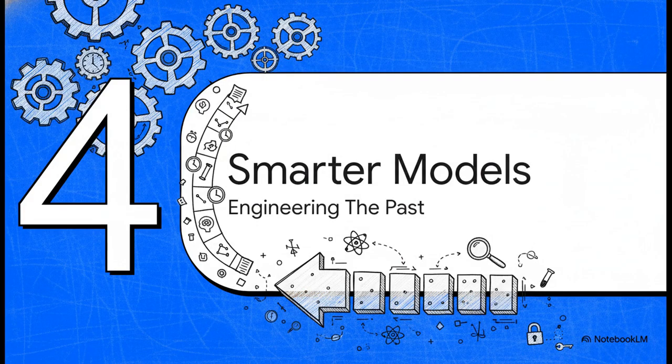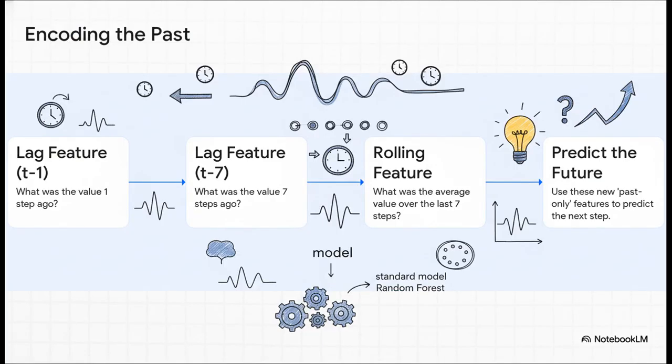So how do we actually do this? How do we teach a model about the past without accidentally showing it the future? Well, the answer usually isn't some fancier, more complicated algorithm. It's about being smarter with how we set up our data by creating features that explicitly give the model that memory. This is basically how we turn a time series problem into a regular supervised learning problem that we already know how to solve.